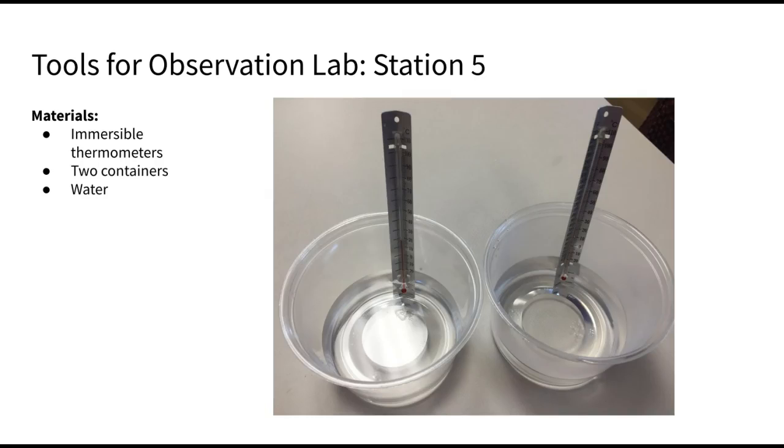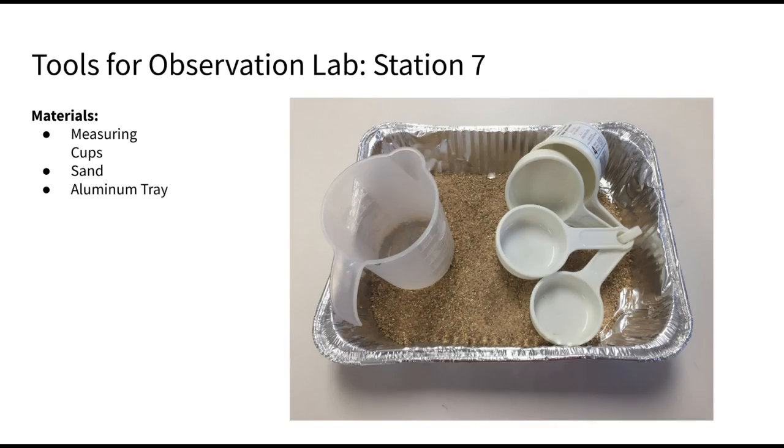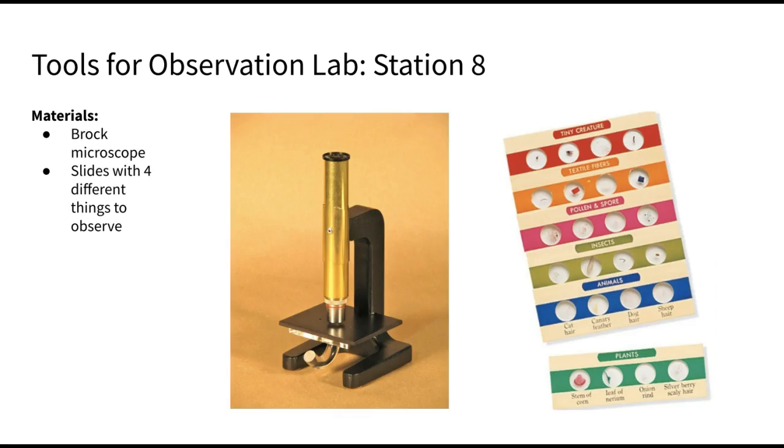At Station 5, students will use thermometers to measure the temperature of water. Students will see that thermometers can help us describe the sense of touch, how hot or how cold something is. At Station 6, students will use a balance to measure how heavy or how light their rock is. They will compare the mass of their rock to the mass of Unifix cubes. At Station 7, students will take turns filling measuring cups with sand. They will be using a tool that we use to measure out different quantities of materials. At Station 8, students will use a microscope to see how scientists use this tool to observe small objects.